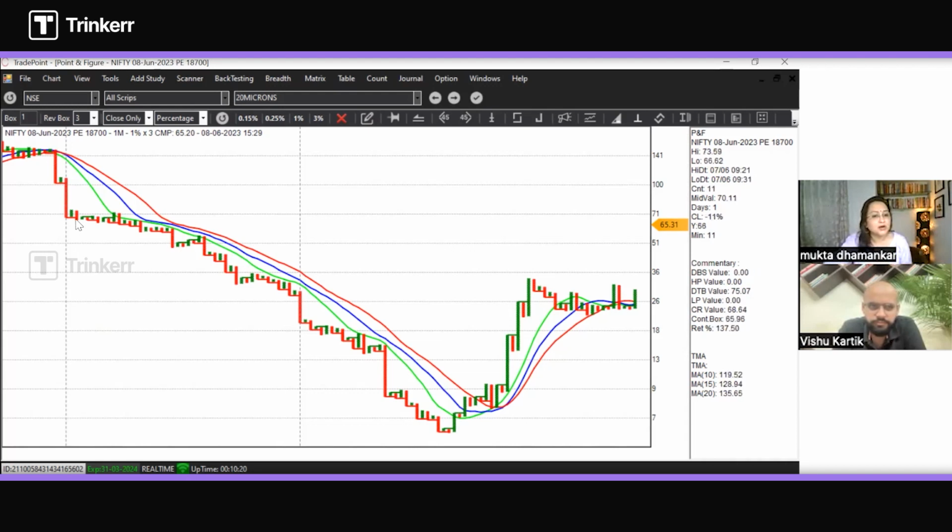I'm so clear about this that at this particular point where I'm selling a particular option, my stop loss is above the TMA, and a clearly defined system is what I have designed using the point and figure charts. So, any questions from your end? We can have the questions.